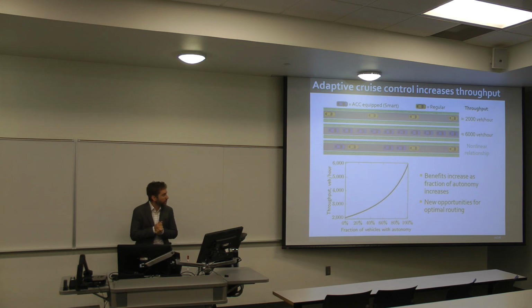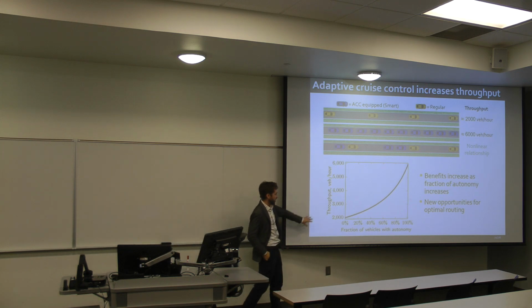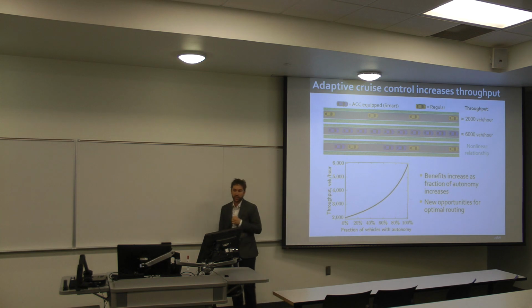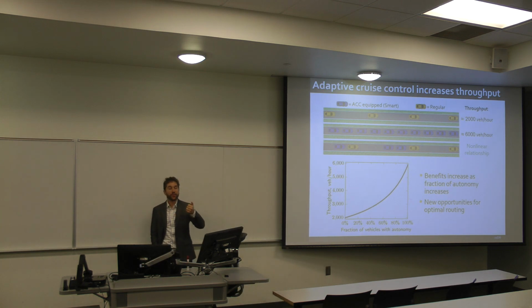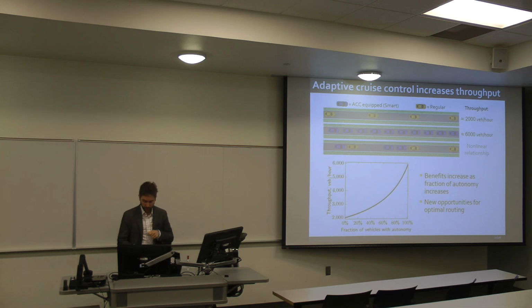Right? So this is one part of my research where we derive these equations and this nonlinear relationship, which tells us that the throughput on a road is now a function of the mix of autonomous vehicles to regular vehicles, okay?